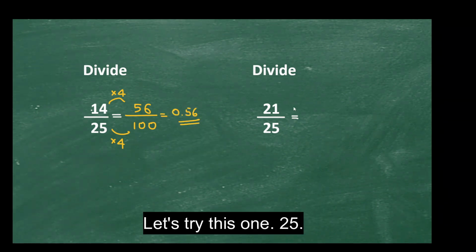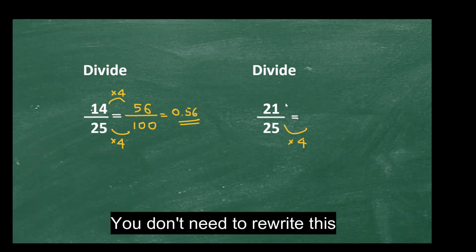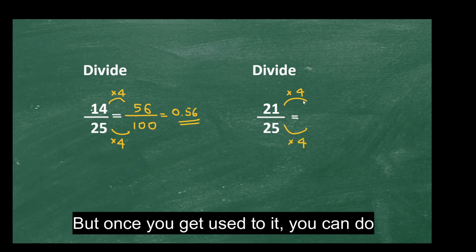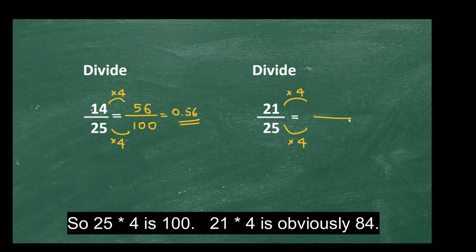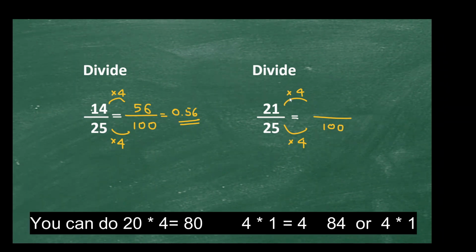Let's try this one. 25. So obviously you have to multiply this one by 4. You don't need to really write this, guys. I'm just showing it here. But once you get used to it, you can do this in your head. So 25 times 4 is 100. 21 times 4 is obviously 84. You can do 20 times 4, 80. 4 times 1, 4, 84.